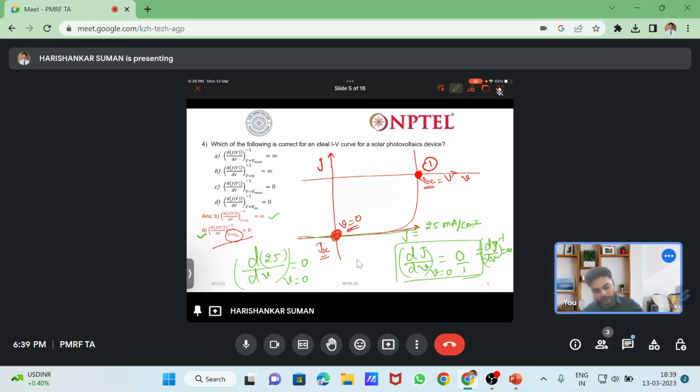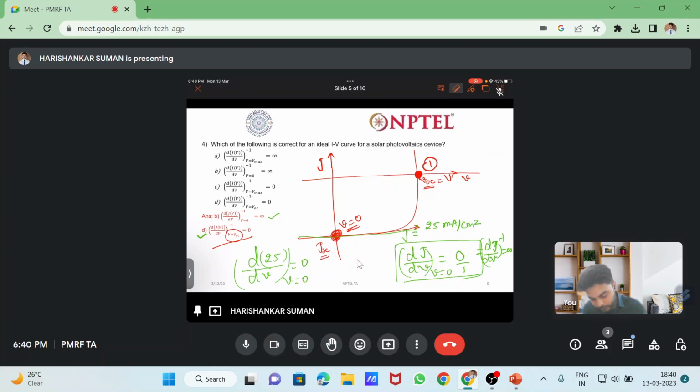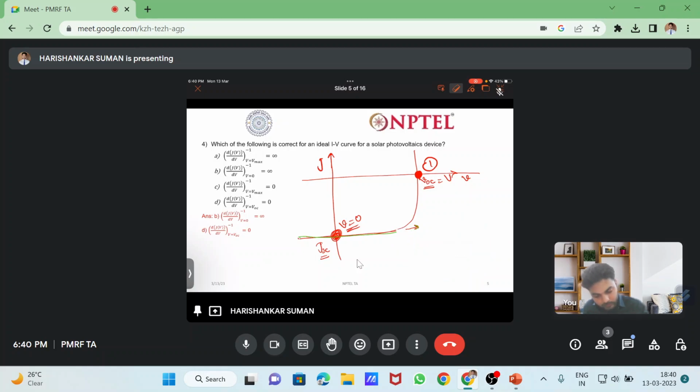Hello. Are you able to solve the D option? The value is infinity, so it is correct. The derivative of a constant should be zero, and the inverse of that is infinity. Okay, let me solve.